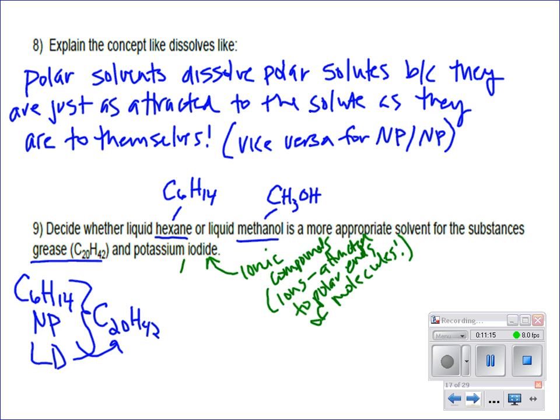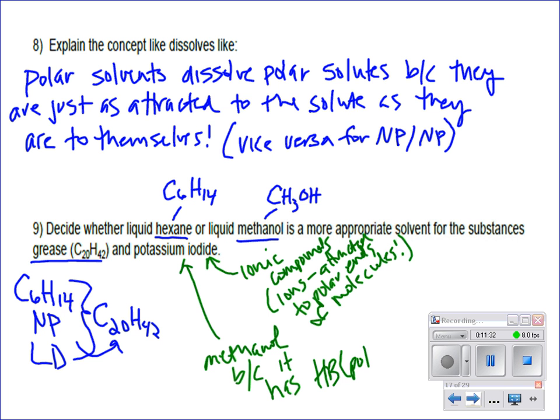So what's going to dissolve potassium iodide? Which one, hexane or methanol? Methanol. Because methanol has what type of intermolecular force? Hydrogen bonding, and it's polar. So kind of treat ionic as polar in the sense that polar things dissolve ionic compounds, not nonpolar. Go drop some salt and some vegetable oil and see what happens. Nada. Okay. Got it?